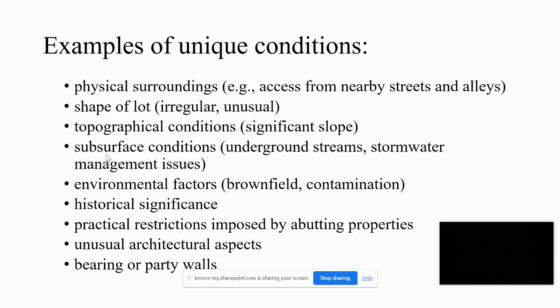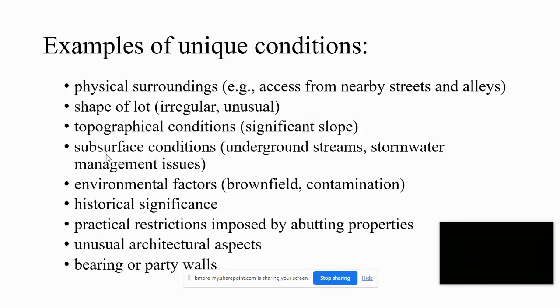Here are some examples of unique conditions. Physical surroundings of the property, including access to nearby streets and alleys. The shape of the lot. This is the classic example: if you have a triangular lot and you're trying to build a normal shaped house, like a square or rectangular house, and all the other lots on your block are rectangular, it is going to be difficult to meet the side yard requirements or the rear yard requirements if you're trying to build on that lot. So if it's irregular or unusual in some way, you may have grounds for a variance.